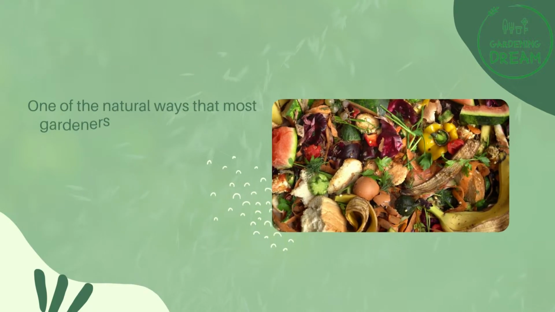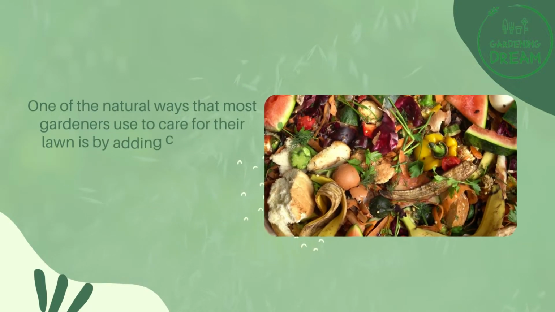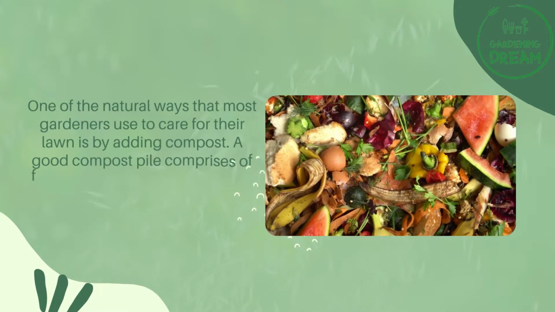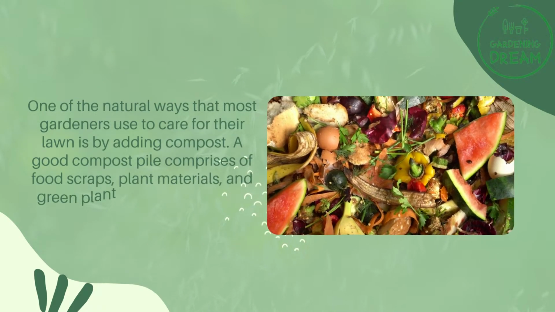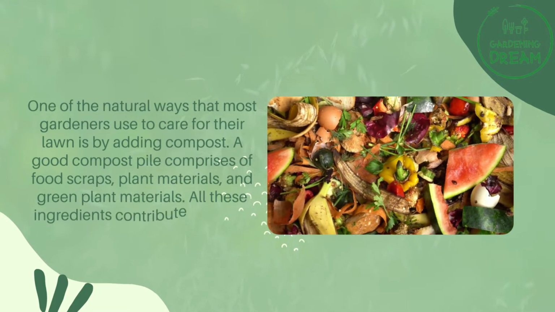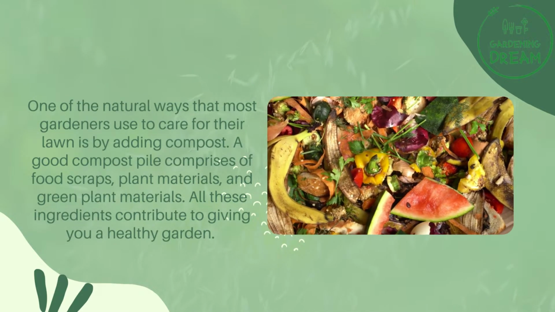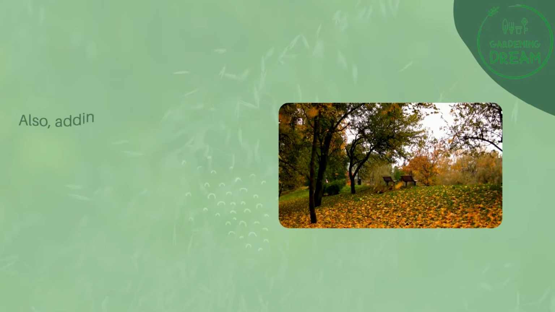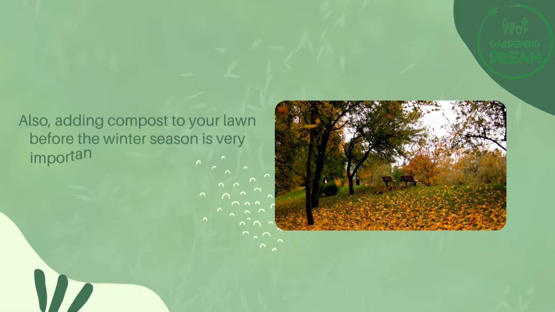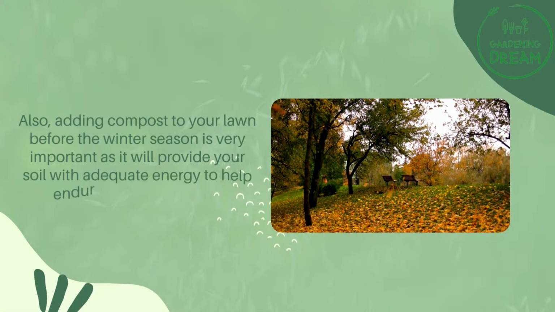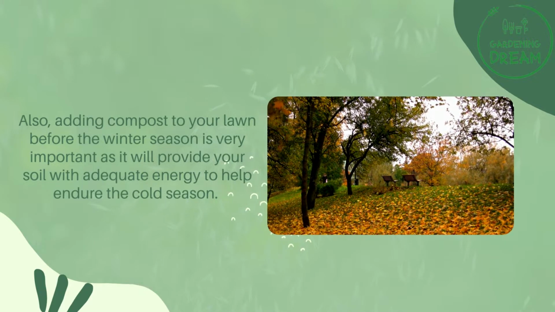Supports the environment. One of the natural ways that most gardeners use to care for their lawn is by adding compost. A good compost pile comprises food scraps, plant materials, and green plant materials. All these ingredients contribute to giving you a healthy garden. Also, adding compost to your lawn before the winter season is very important as it will provide your soil with adequate energy to help endure the cold season.